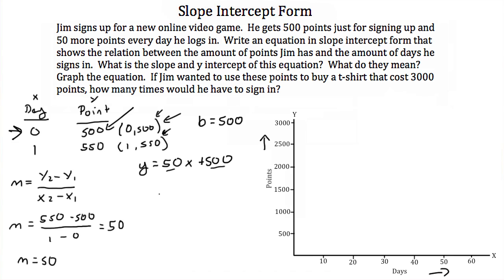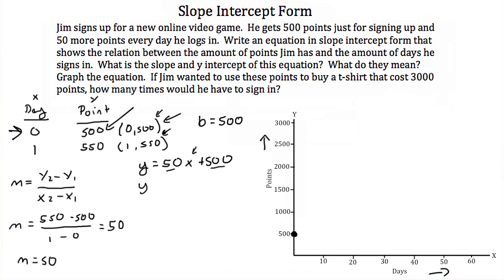What do these mean? Well, our y-intercept is just the 500 points that Jim starts with. And then 50 is the amount of more points he gets per day. So let's graph this equation. We know our y-intercept is at 0, 500. So here's 0 and 500, which means our y-intercept is right there. Then he's going to go up 50 points per day. Well, if he goes 10 days, say, we'll plug 10 in for x.